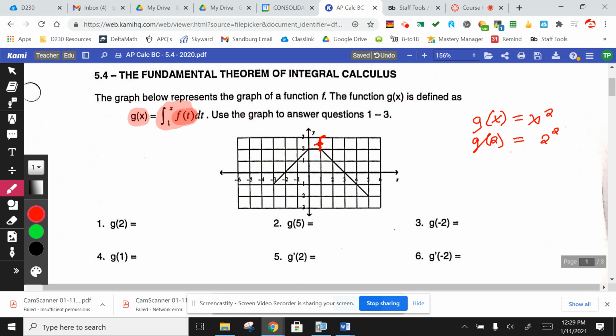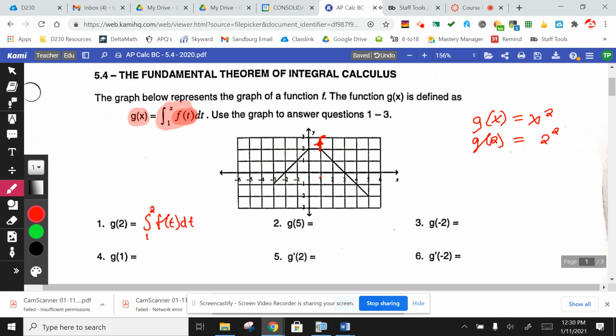If this is your function at the top, wherever I have an x, notice how the x is the upper limit. You're going to let your upper limit become a 2. So the answer to this question is the integration of the graph of f, which is the graph you're given to work with, from 1 to 2.